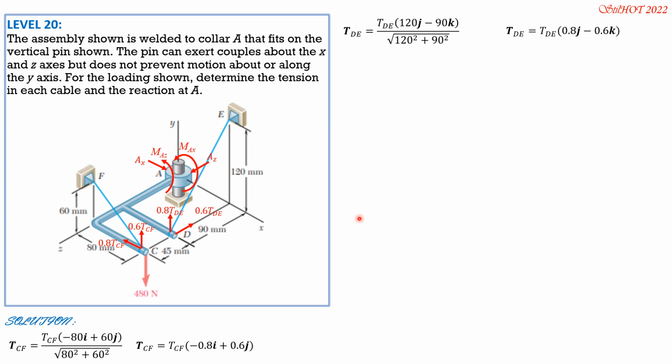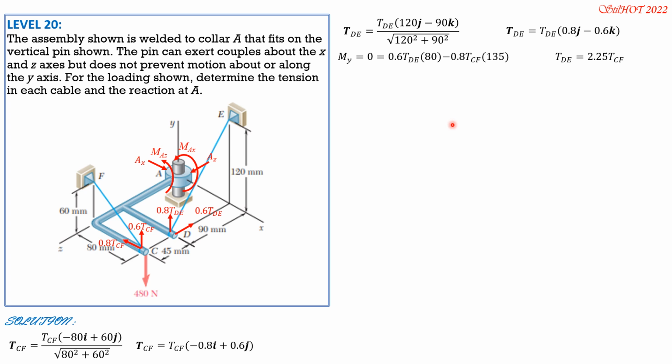First, summation of moment about the y-axis equals 0. This is the positive sense. Therefore we have positive 0.6 tension DE times 80, then minus 0.6 tension CF times 135, 45 plus 90. So we can relate tension DE with tension CF. Tension DE is equal to 2.25 tension CF.